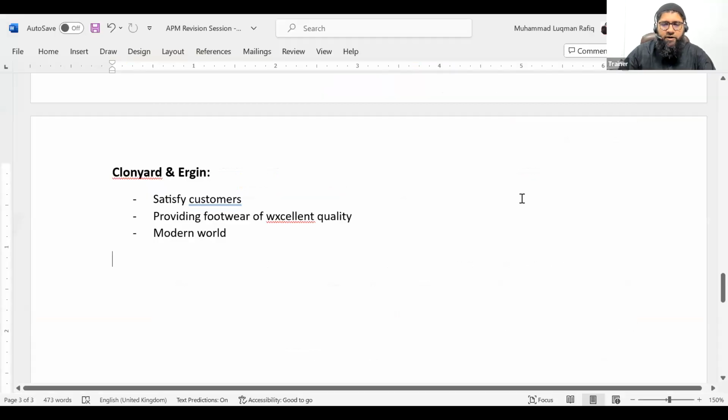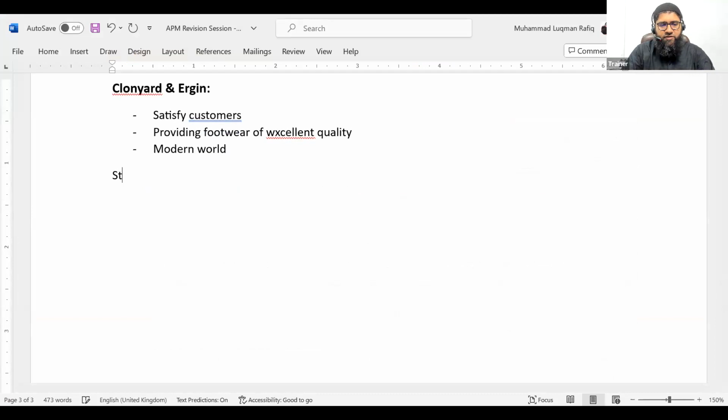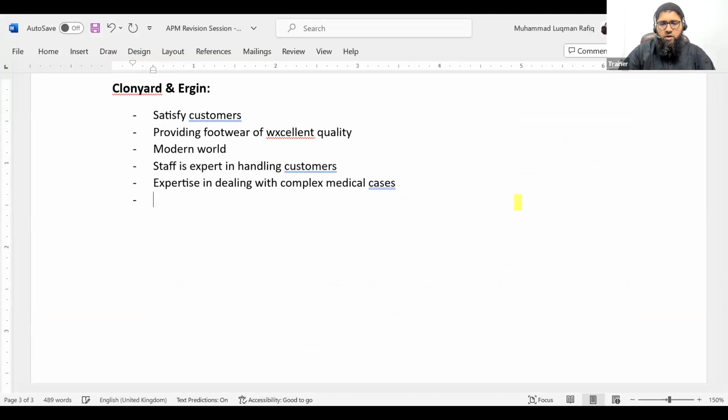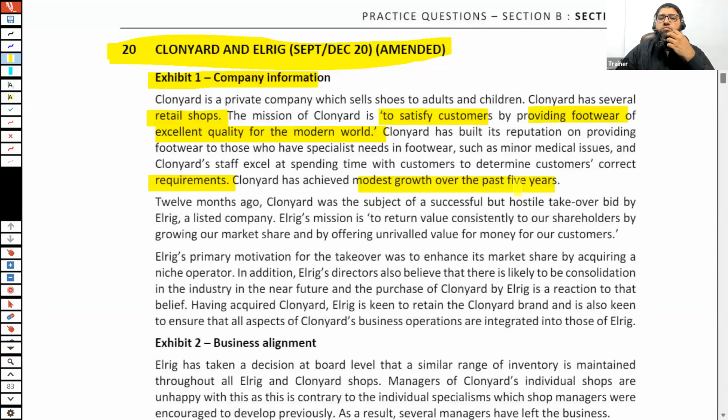So some of the key pointers are that the staff is expert in handling customers, with expertise in dealing with complex medical cases. Then what else is there?